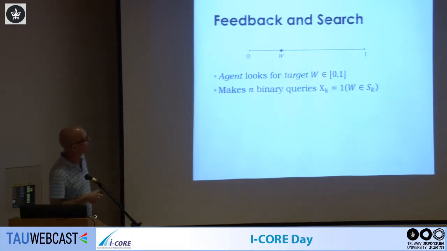There is a target W. It's W, it's not by mistake. It's going to be the message in a minute, but right now it's a target W that is placed on a unit interval, let's say, arbitrarily or uniformly at random or whatever you want. And there is some agent that is looking for that target. The agent can query the interval, can make n binary queries. They can be non-binary as well, but let's keep them binary. Basically it can ask, is the target in this subset? Yes or no? This subset is denoted here by S_k.